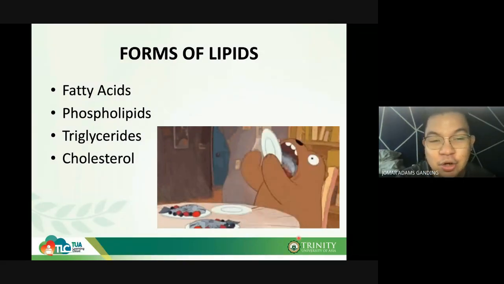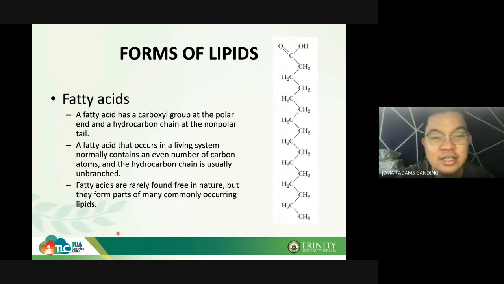Now let's talk about your fatty acids. Your fatty acid has a carboxyl group. As you can see, it has a carboxyl group at a polar end and a hydrocarbon chain at a nonpolar end. Meaning to say, your fatty acids are amphipathic.